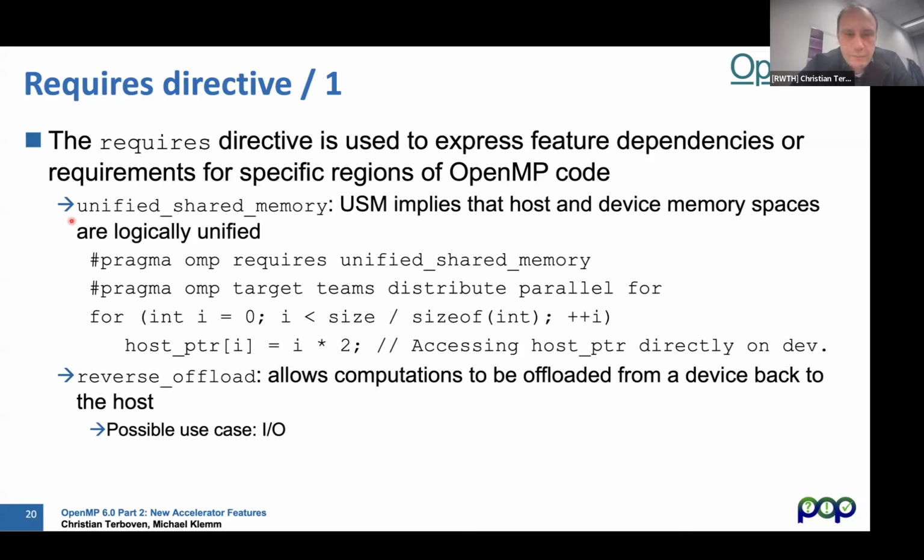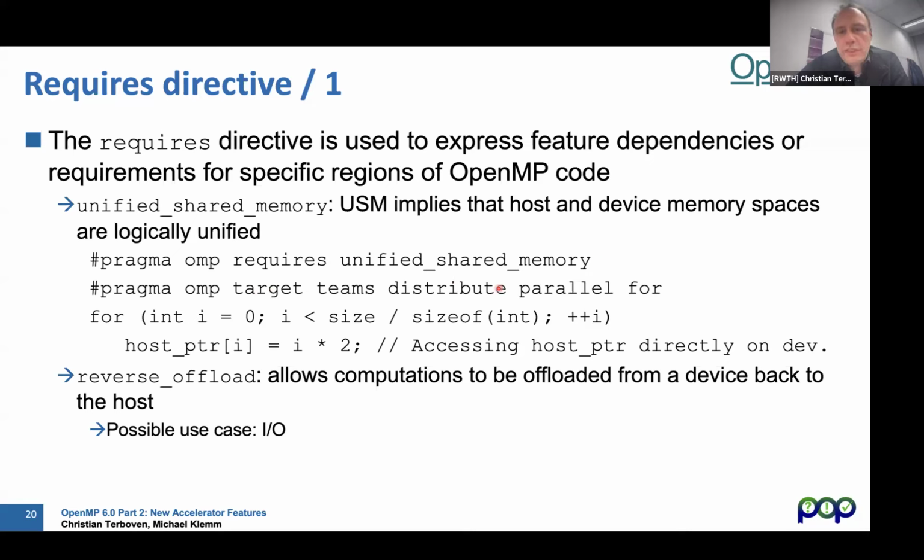Michael explains more about that, but the fundamental idea is that USM, Unified Shared Memory, implies that the host and the device memory spaces are logically unified, or logically one. That means it's not necessary to copy data from the host to the device. So if you write pragma omp requires unified shared memory, your implementation will generate code that assumes and exploits that host and device memory spaces are logically unified.